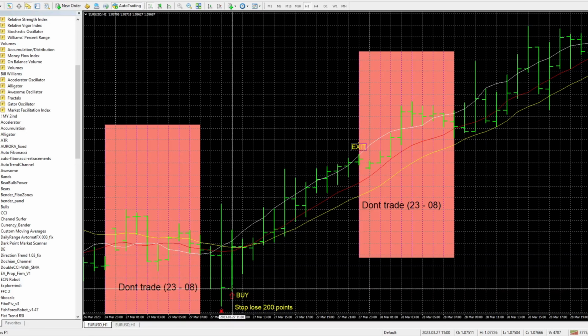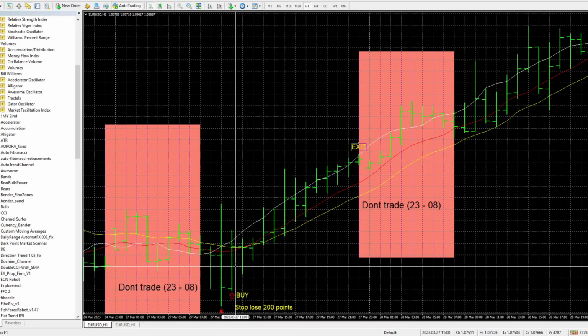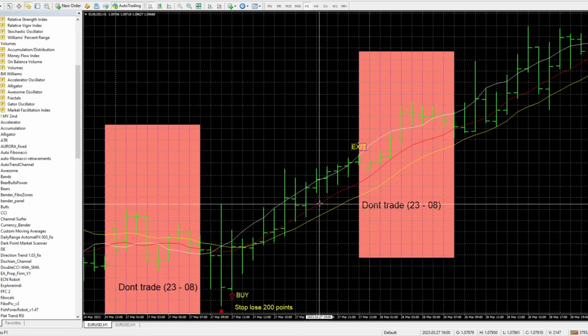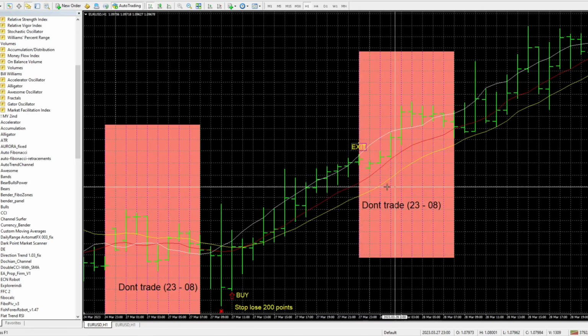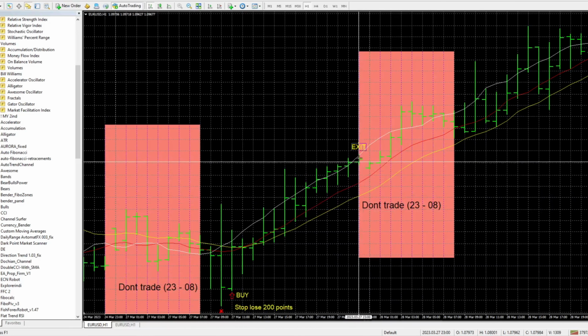Set 100 points as stop loss. We exit the trade when the white line crosses the first line. We do not open trades between 23 and 8, and if there is an ongoing trade, we close the trade at the opening price at 23.